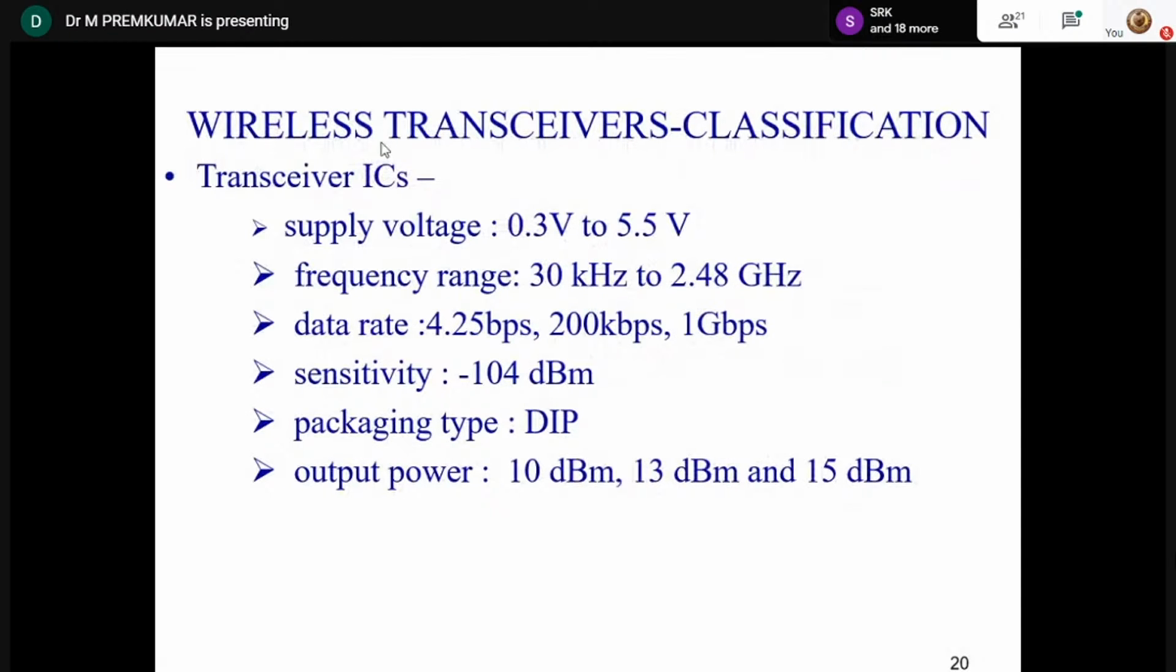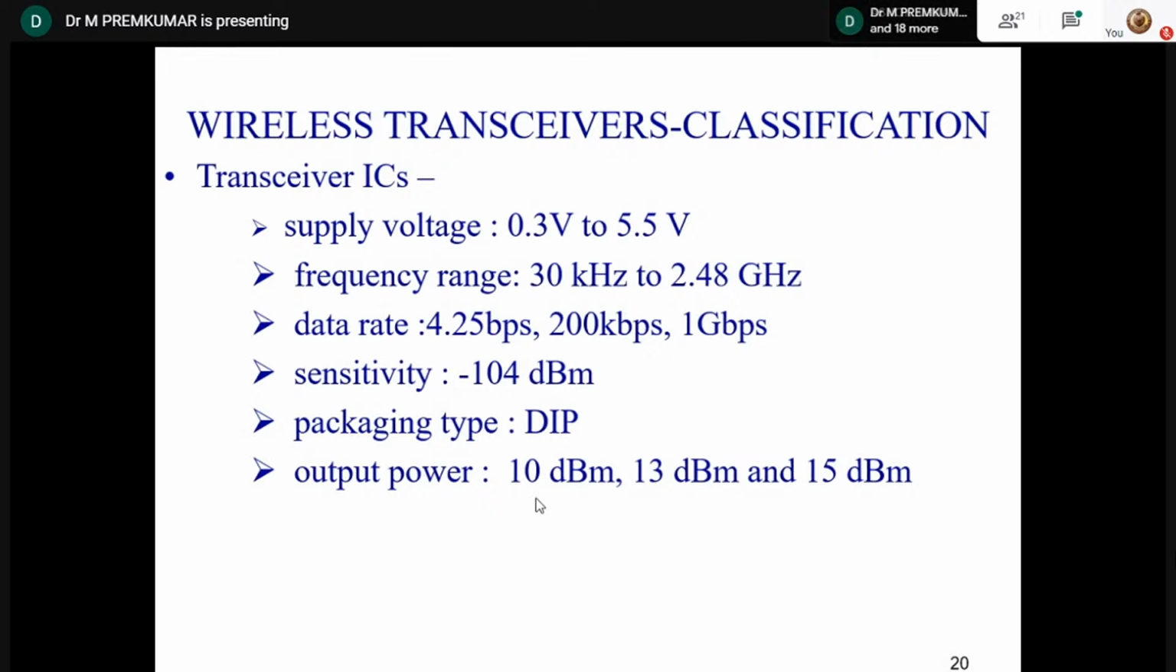Now, a possible wireless transceiver classification, the transceiver IC. You'll be working on either 0.3 volts to 5.5 volts. The frequency ranges from 30 kilohertz to 2.48 gigahertz. These are the various data rate ranges. Then you have a sensitivity of minus 104 dBm, decibels with respect to 1 milliwatt. Then you have the DIP package. From an entrepreneur's point of view, it is not possible to go in for packaging type RF based solutions, whereas you can contribute some individual component solutions for RF.